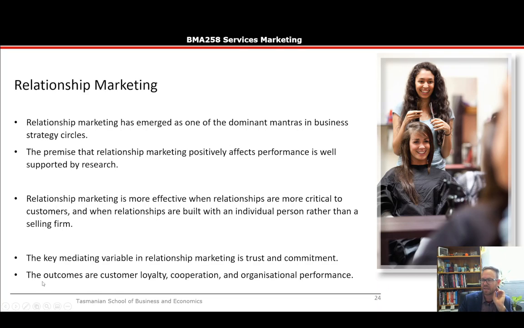So the key mediating variables in relationship marketing are trust and commitment, with the dominant one being trust. And trust is defined as the customer's expectation that the firm will perform as expected based on previous experiences, right? And trust in business is the same as trust in personal relationships. So the outcomes are customer loyalty, cooperation, organizational performance.